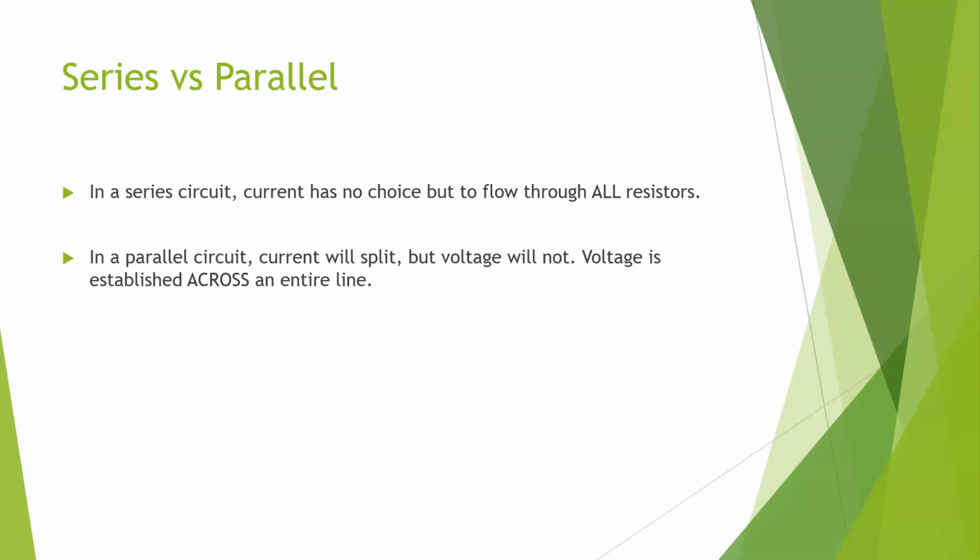In a series circuit, or a portion of a circuit that is series in nature, it means that the current has no choice but to flow through all those resistors along said wire. Whereas in a parallel circuit, the current can split up. Now, an important thing to note is in a series circuit, current does not split up, but voltage is shared. In a parallel circuit, the current does split up, the voltage does not.